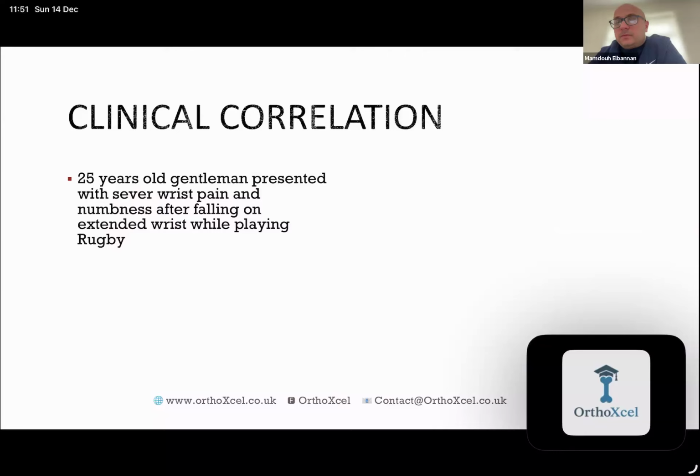See this one. I will break it down for each case because I have 10 minutes. I don't want to be late. So if you look at this scenario, a 25 years old gentleman presented with severe wrist pain and numbness after falling on an extended wrist while playing rugby. So this is a fall on an outstretched hand.